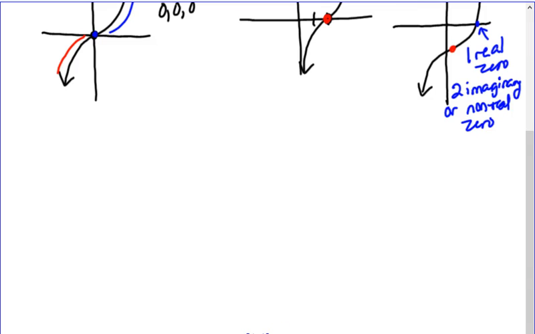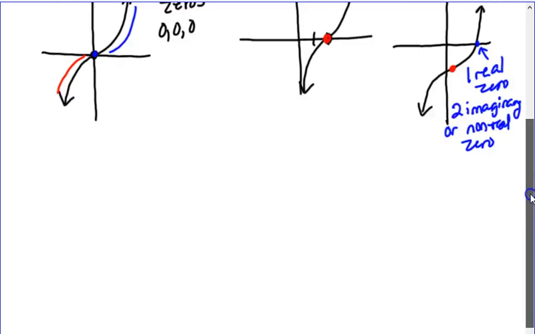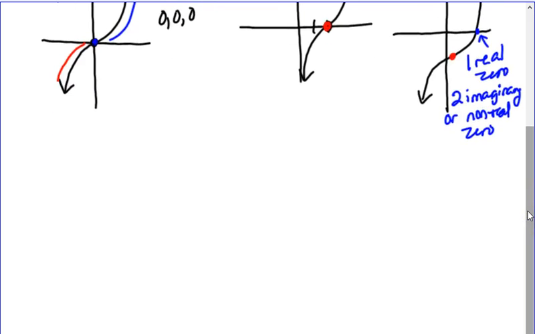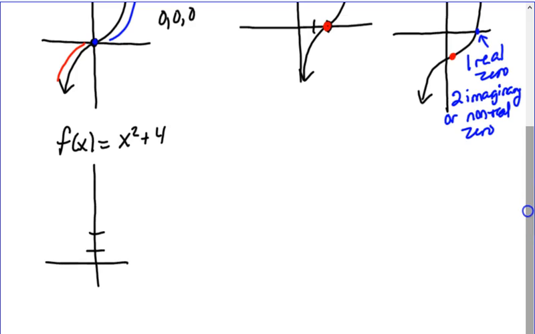Let's just take one more look at imaginary zeros. Let's say we have the graph f of x equals x squared plus 4. So this is a parabola that has shifted up 4. So it's no longer touching the x-axis at all. That means that its 2 zeros both have to be imaginary or non-real, because there are no real numbers that make y equal to 0. Remember that a zero is defined as an x value that makes y equal to 0.